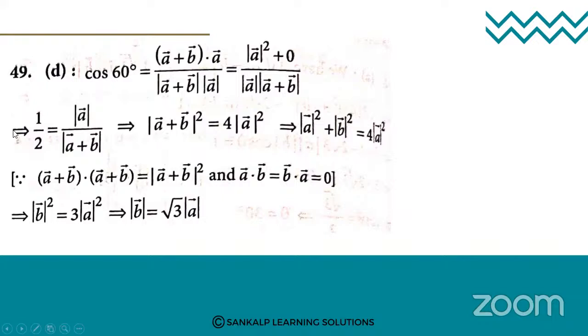On simplifying, see cos 60 is equal to 1 by 2. Cos 60 is equal to what? 1 by 2.